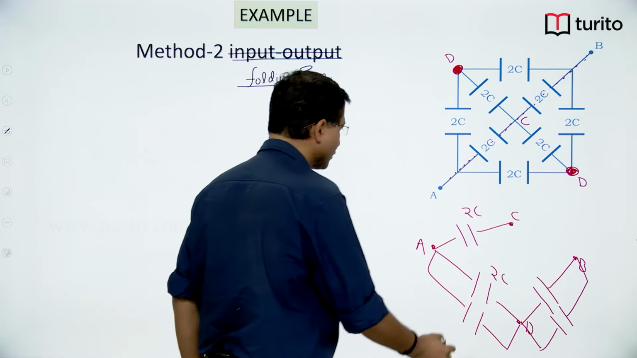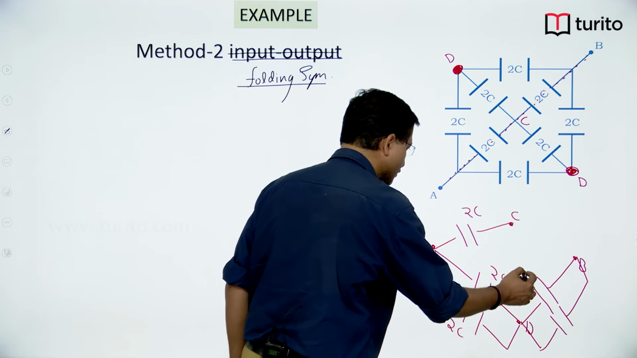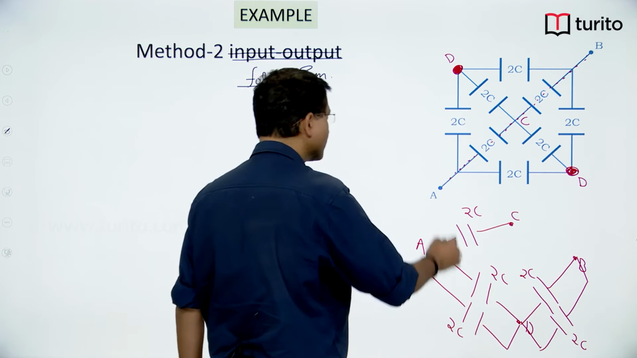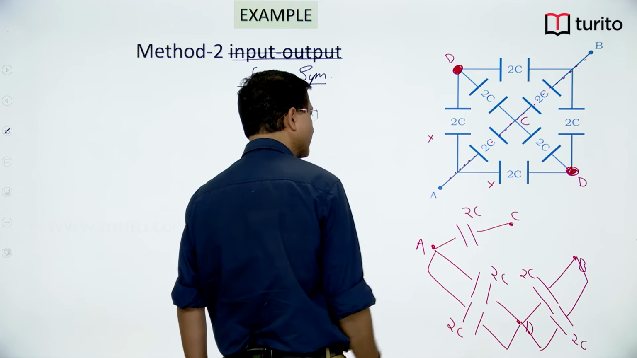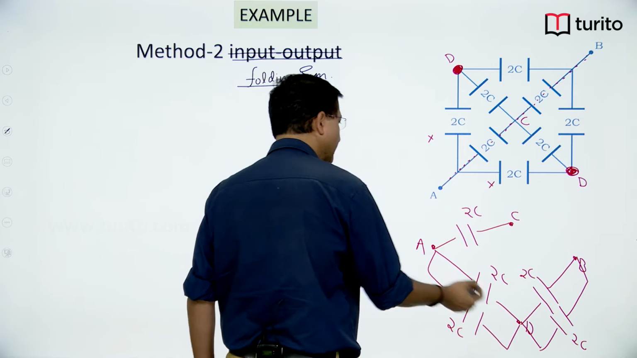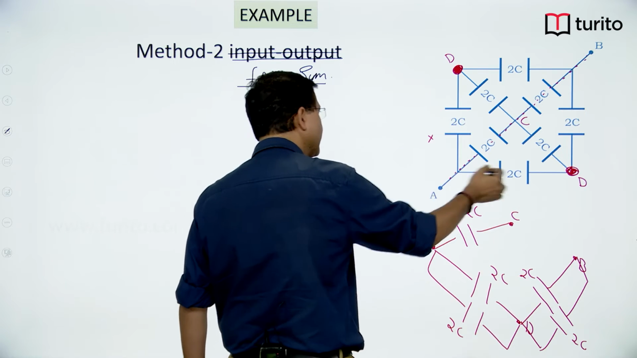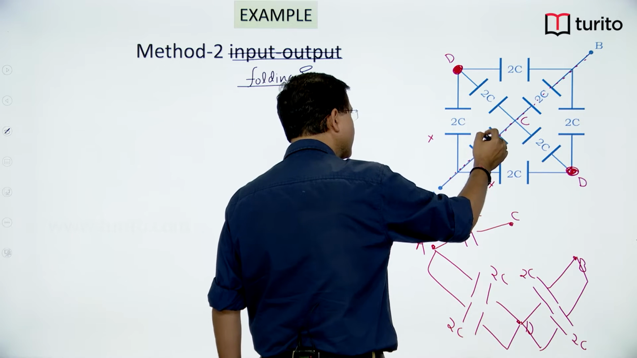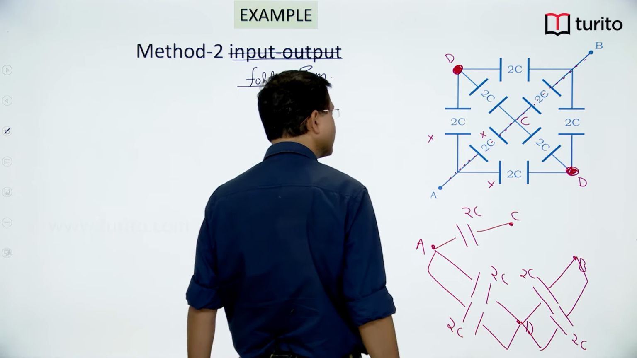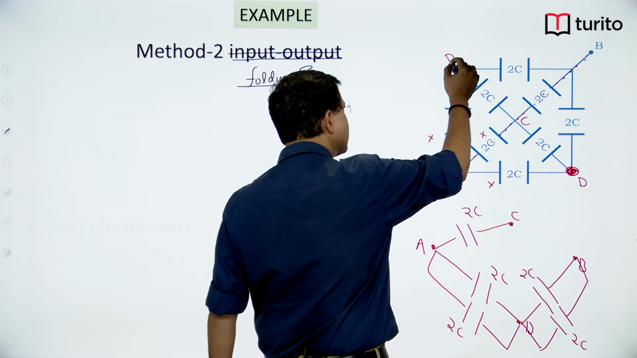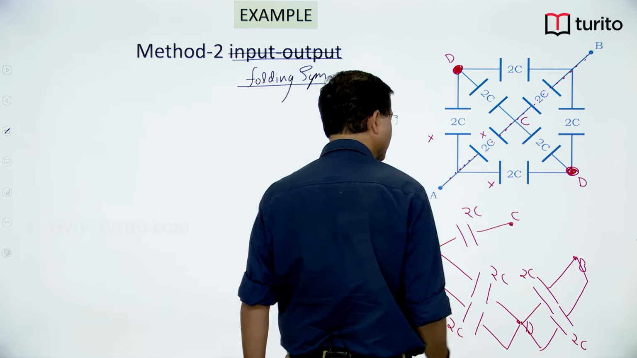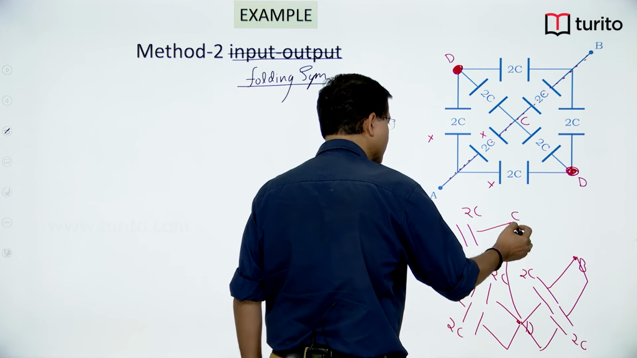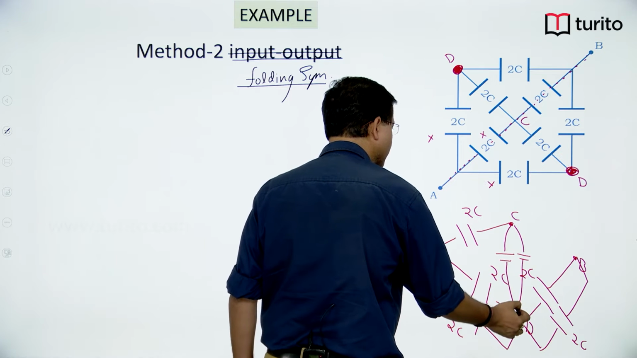So, this 2C and this 2C, so this one and this one over AD, these two over AC, this one also over, right, and then CD and CD, there are two capacitors. So, here I can draw two capacitors, one this way, another this way, right.